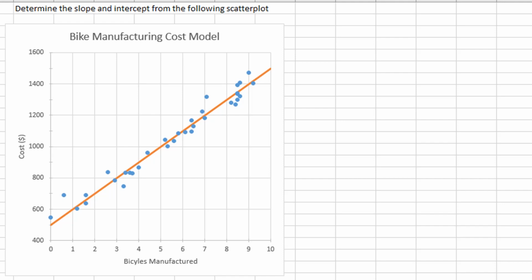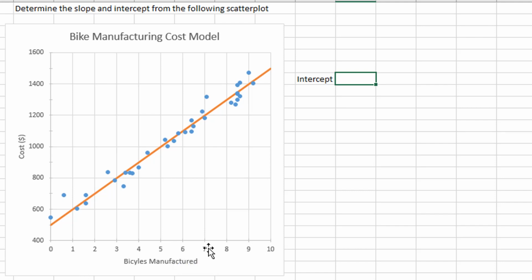So this first one, we want to try to determine the slope and the intercept of this regression line just based on the graph. Okay, so how are we going to do that? Well, what I want to first look at is probably the intercept. It's the simplest thing. So the intercept here is going to be found when the x value equals 0.